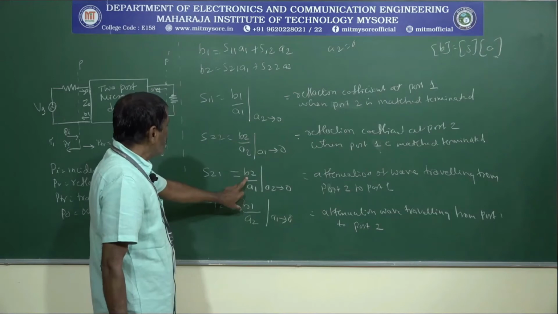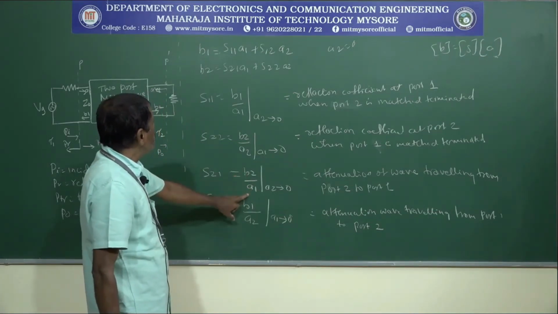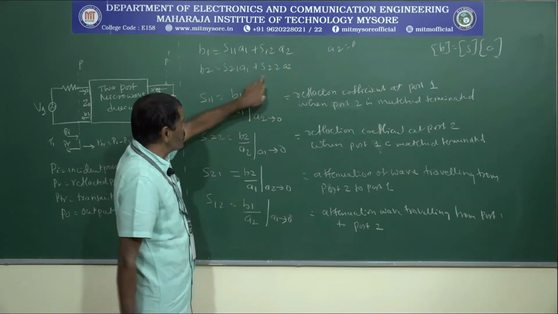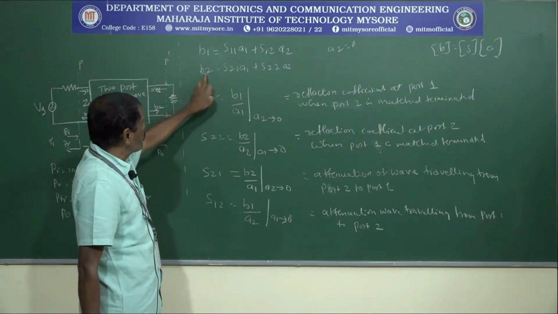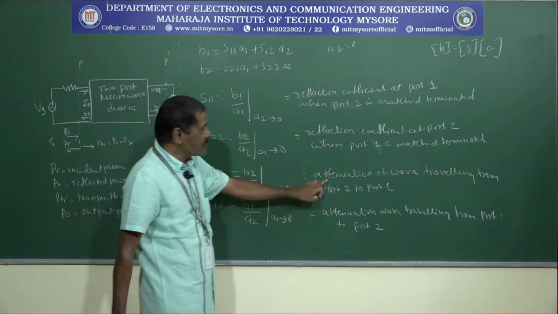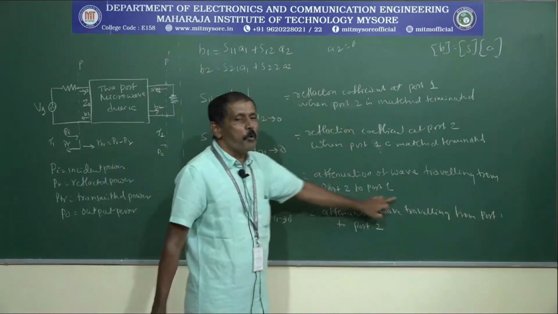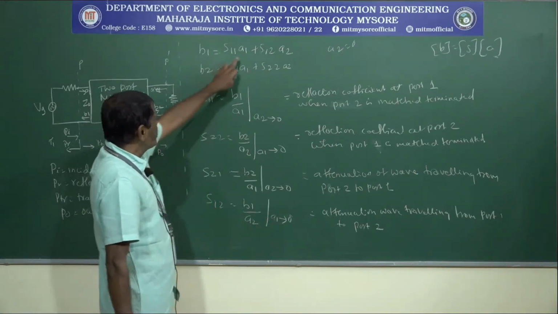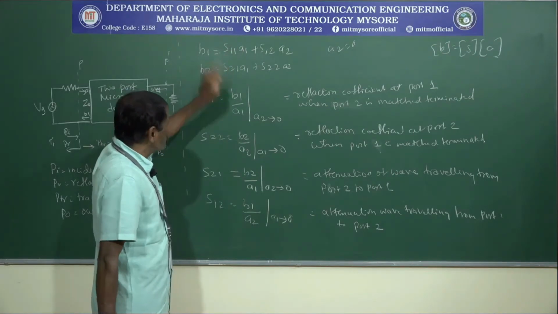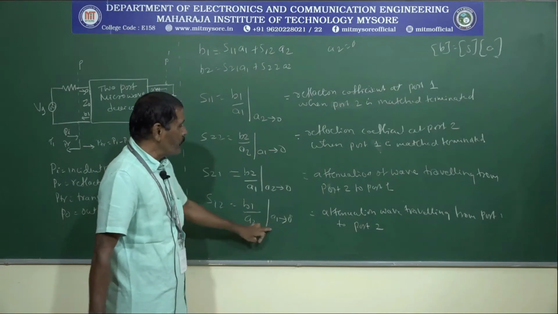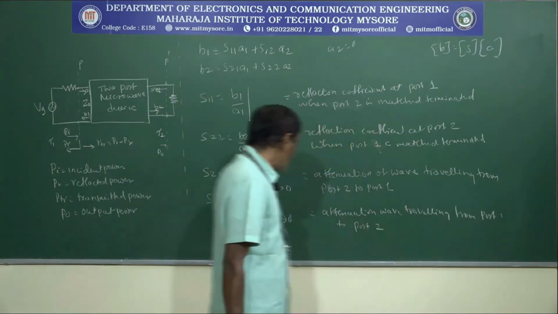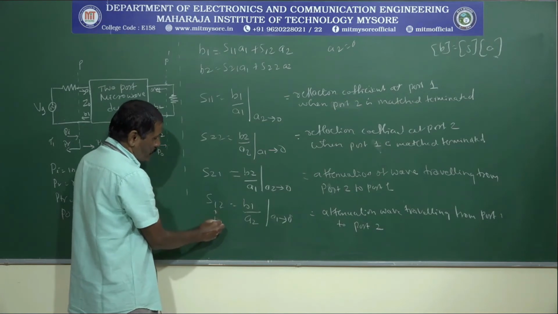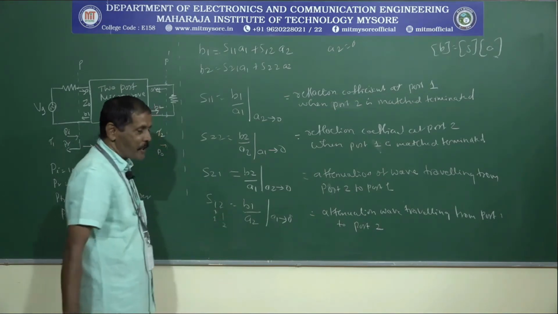Then when A2 equals 0, this term is 0, so S21 equals B2 divided by A1. This is called the attenuation of the waves traveling from port 1 to port 2. Then take A1 equal to 0. When A1 equals 0, this term becomes 0. Then S12 equals B1 divided by A2. This is called the attenuation of the wave traveling from port 2 to port 1. So closely if you observe, this indicates your first port and this indicates the second port.